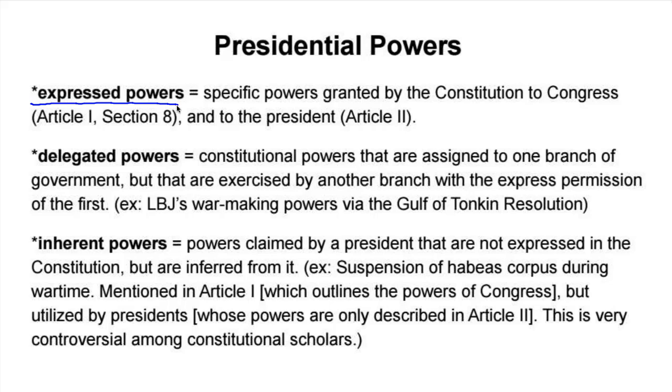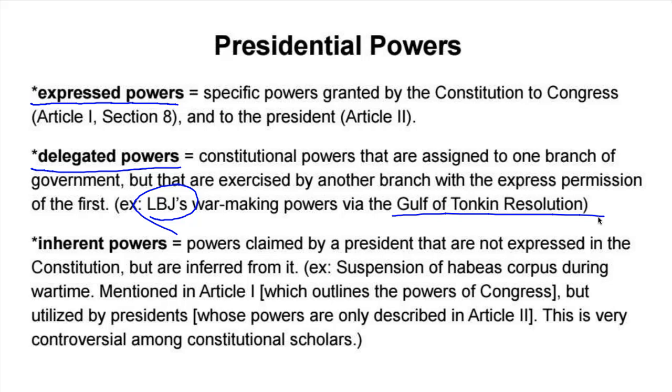So then you have, however, in the presidency specifically, delegated powers, which are constitutional powers that are assigned to one branch of government that are exercised by another. Most commonly, powers that were granted to Congress, but they are given to another, and it's usually with express written permission, which the best example of this would be President Lyndon Johnson and his powers granted in the Gulf of Tonkin Resolution. This was all relative to his war-making powers in Vietnam.